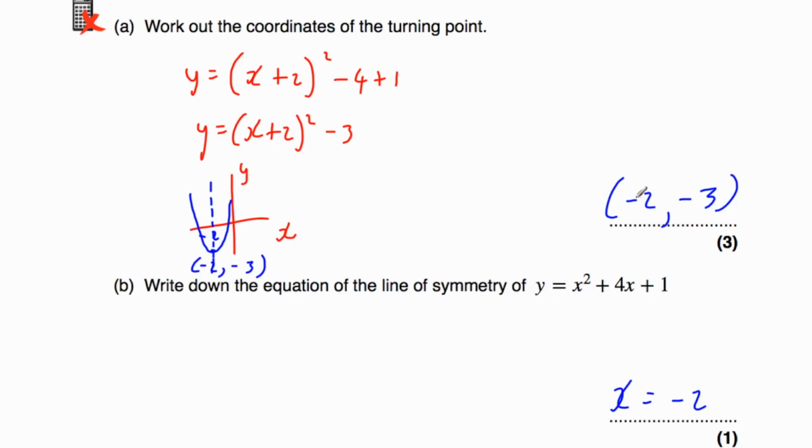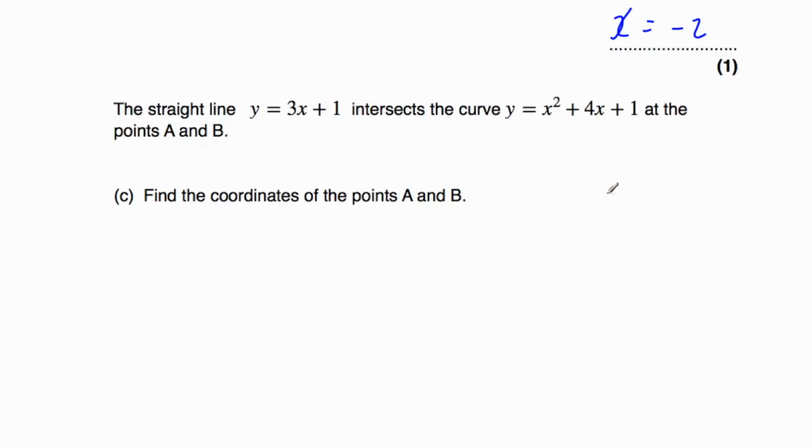And that's it. So if you know the coordinates of the turning point, you can easily find the equation of the line of symmetry, because you know it's just going to be x equals and whatever the x coordinate would be. So if this turning point had coordinates 10, 1, the equation of the line of symmetry would be x equals 10, and so on. Okay, let's have a look at the next part.